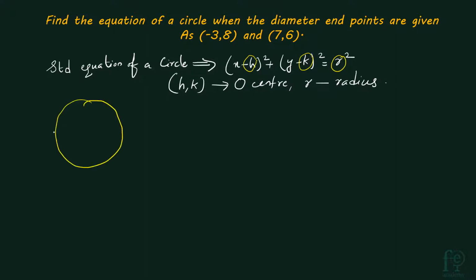So this is the case: we have a circle, and here let O be the center, and we have the diameter of the circle with the end points given as -3, 8 and 7, 6. When the end points of the diameter are given, how do we find the center? We know that the center of the circle will be the midpoint of the diameter. So here we have a line with end points -3, 8 and 7, 6, and we need to find the midpoint of the line.